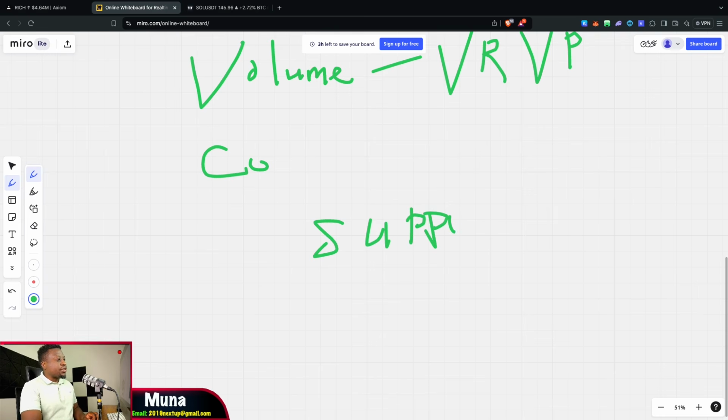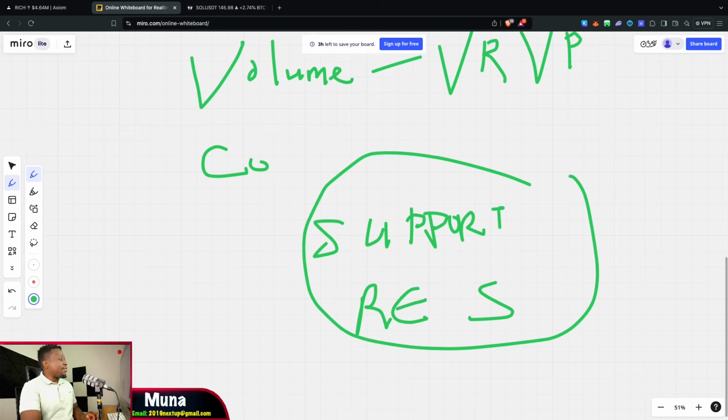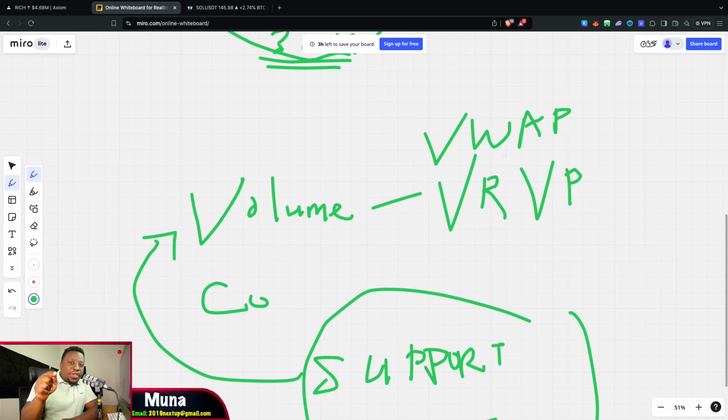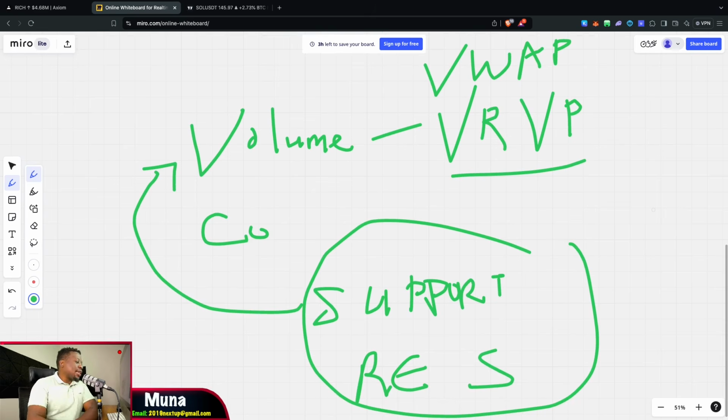Okay, so support and resistance, okay, together with volume. By volume, all you have to figure out is the visible range, the volume profile, VWAP indicators. So what you need to do right after this episode, right, make sure you watch all the tutorials out there with regards to VWAP and VRVP. Okay, once you do that, you guys are going to be very good.